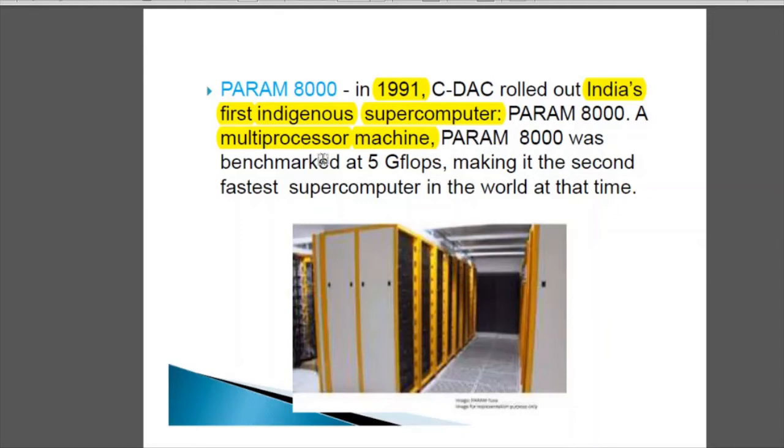So Param 8000 was benchmarked at 5 GFLOPS. Now what was FLOPS? Floating point operations per second, making it the second fastest supercomputer. So it became the second fastest supercomputer in the world in 1991 at that time.